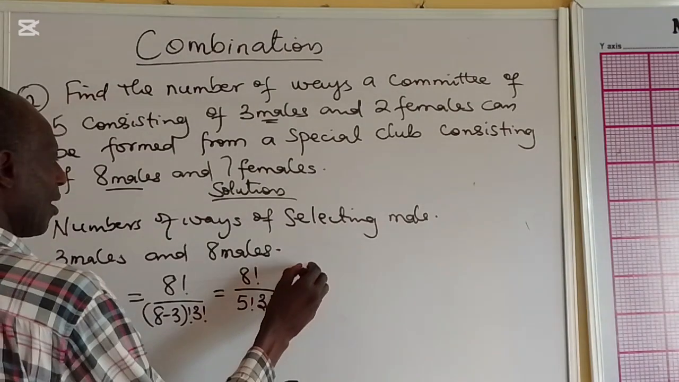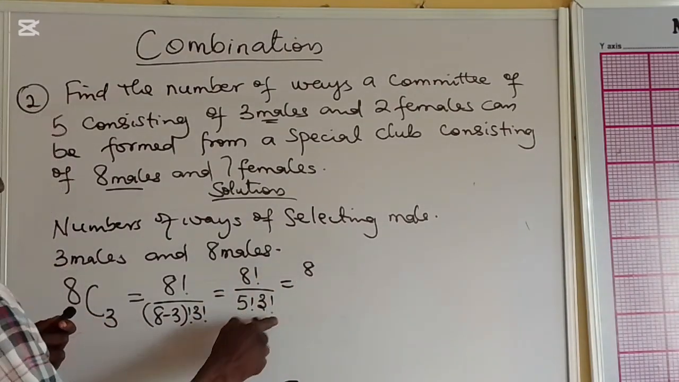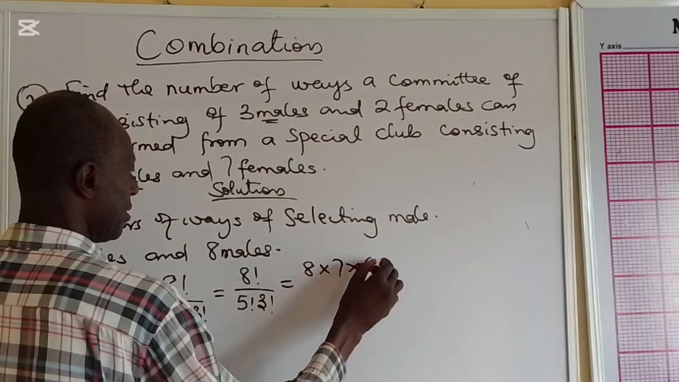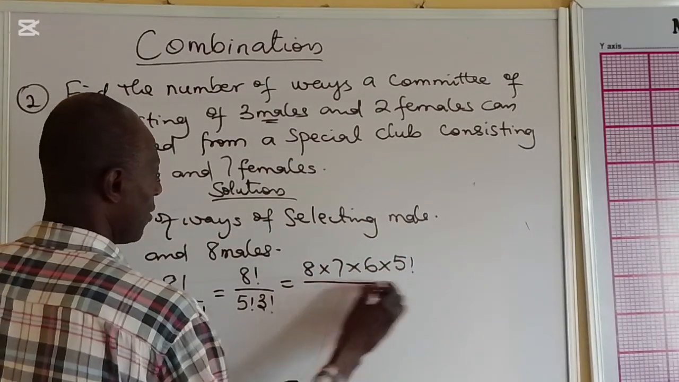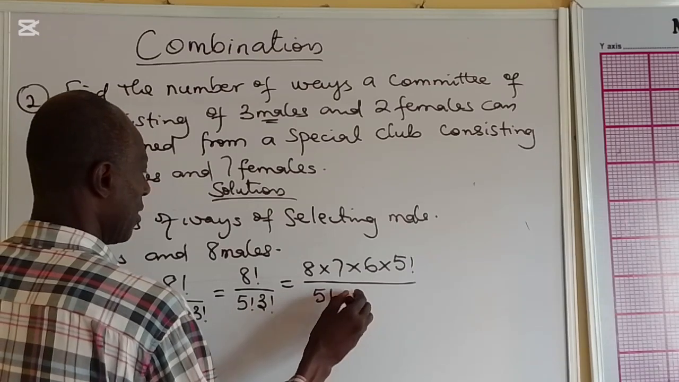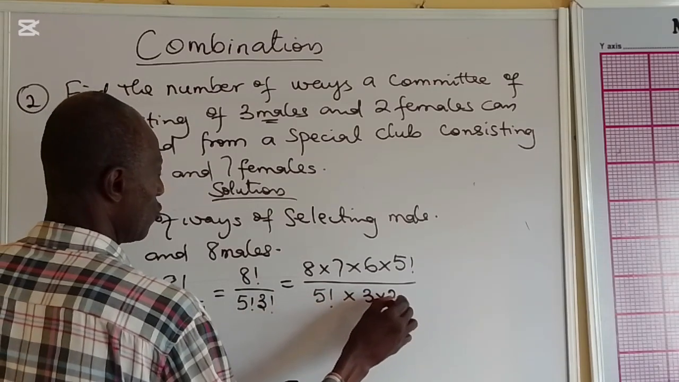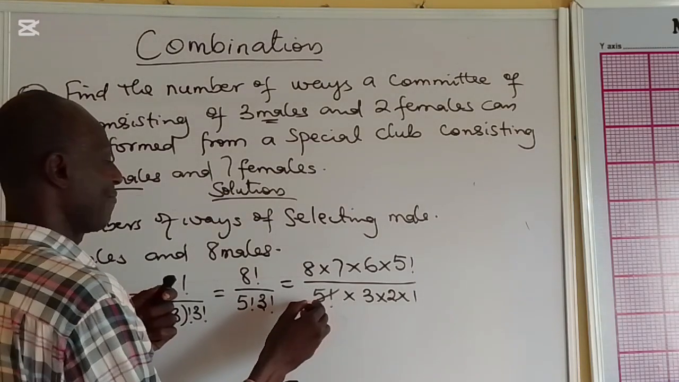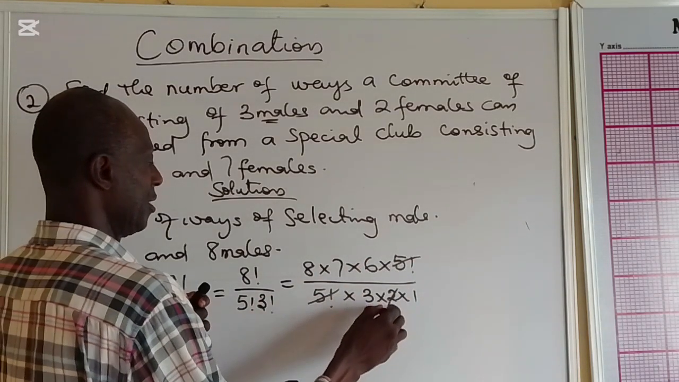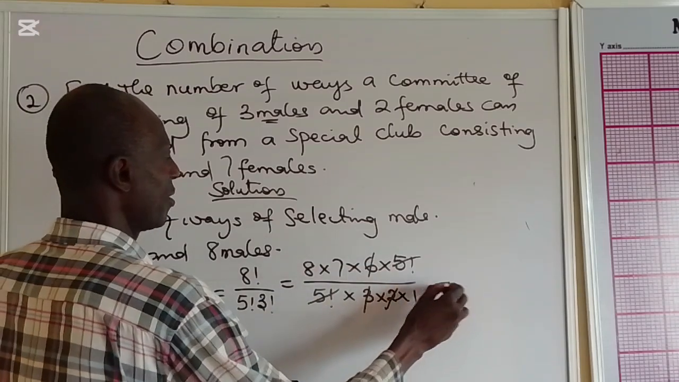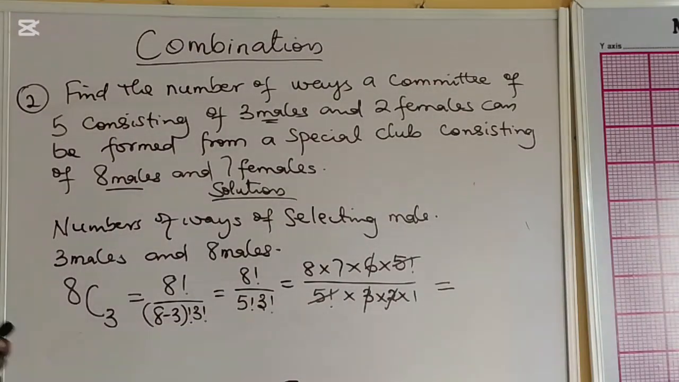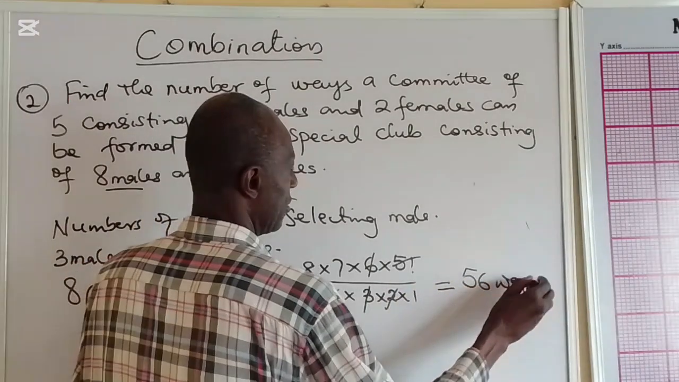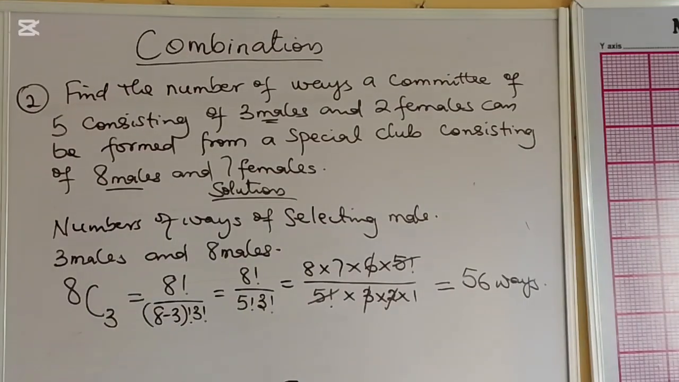Okay? Here will now be 8. I will stop at 5 factorial so that I can work with this data. 8 times 7 times 6 times 5 factorial. Here is 5 factorial times 3 times 2 times 1. I bring 3 times 2 times 1 down. 5 factorial will cancel 5 factorial. These 2 will cancel this. What is that? 8 times 7 is 56. That is 56 ways. Alright, let us pick the other one.